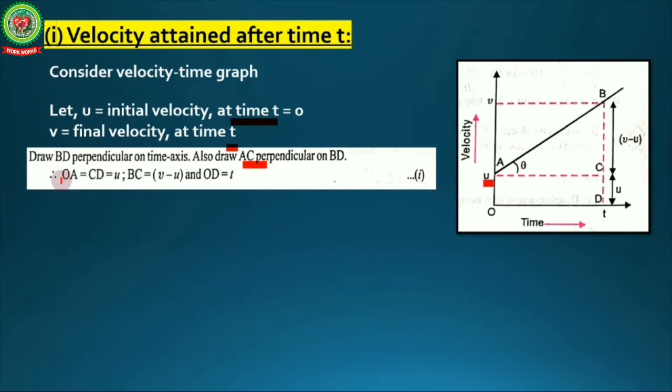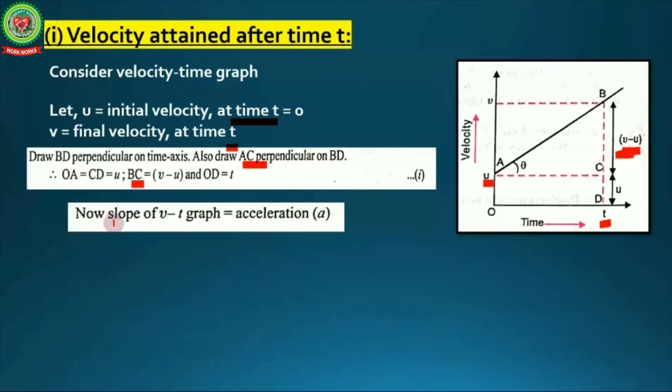So we know that OA is equal to CD, because this is a rectangle and opposite sides of a rectangle are equal. On the other hand, BC is equal to V minus U. We know that this whole distance BD is V and this distance is U. Therefore, BC is equal to V minus U and OD is the total time, that is T.